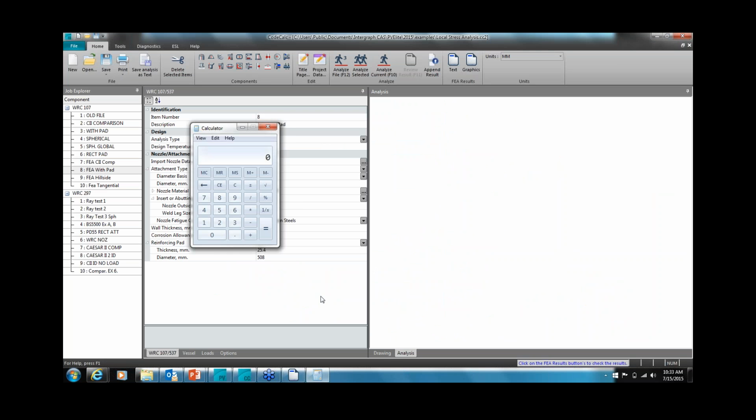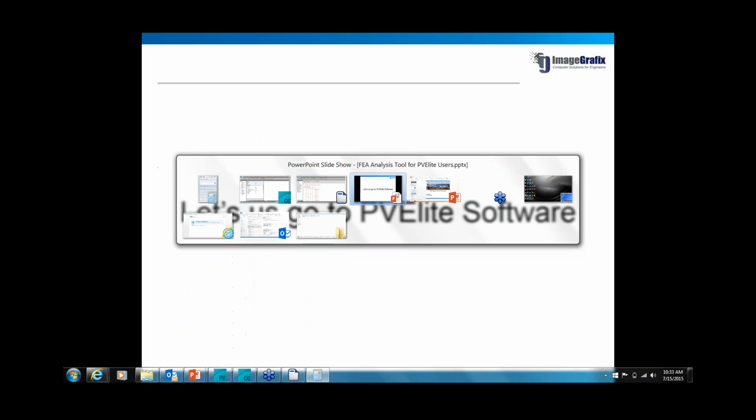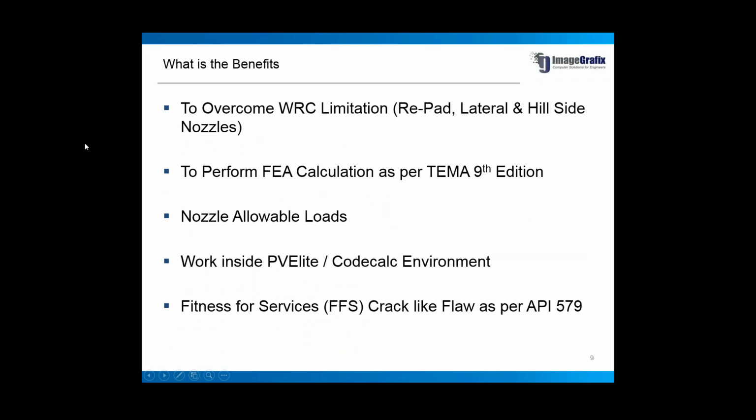All right, in a nutshell, the last thing is, what is the benefit? The first thing is obviously to overcome the WRC limitations, the repad analysis, and lateral and hillside nozzles, which you can perform the analysis for by using the Nozzle Pro, and to perform the FEA calculations as per the TEMA 9th edition. Nozzle allowable load for the vessel manufacturer.